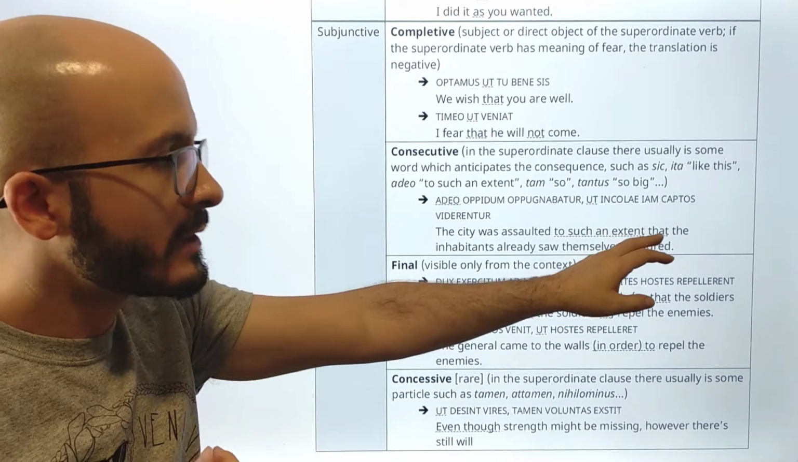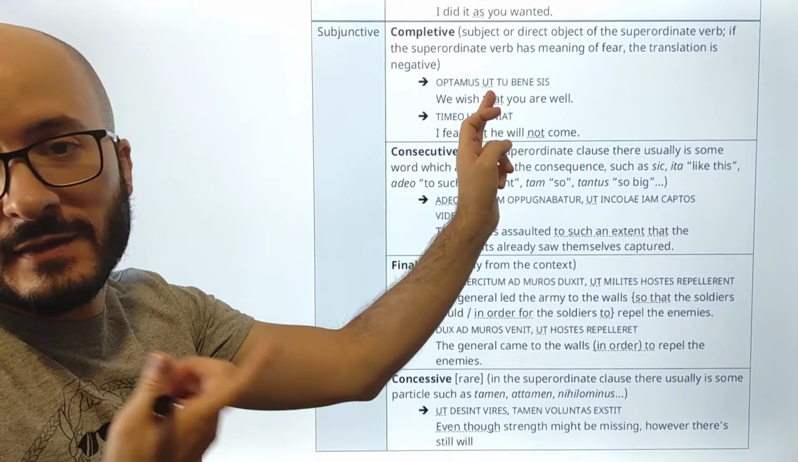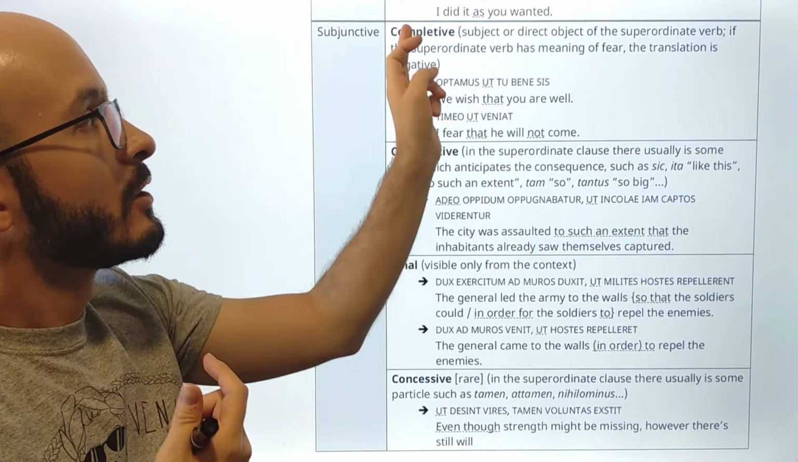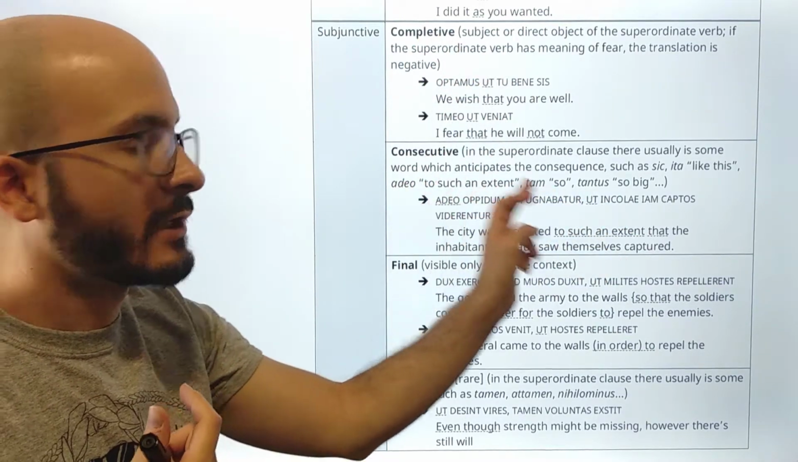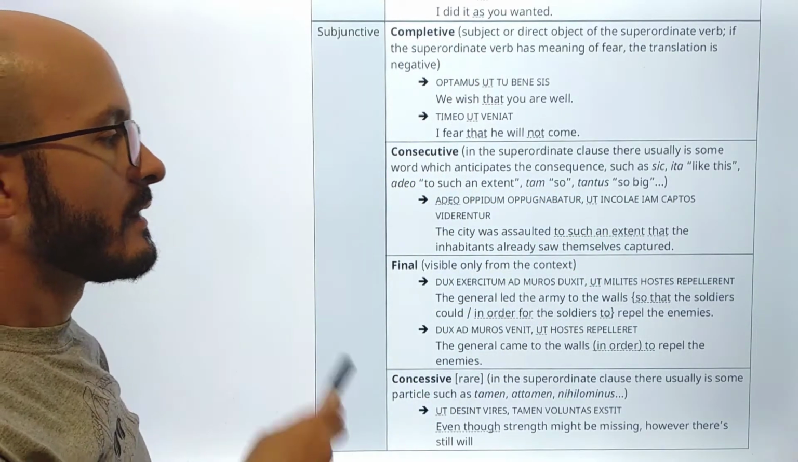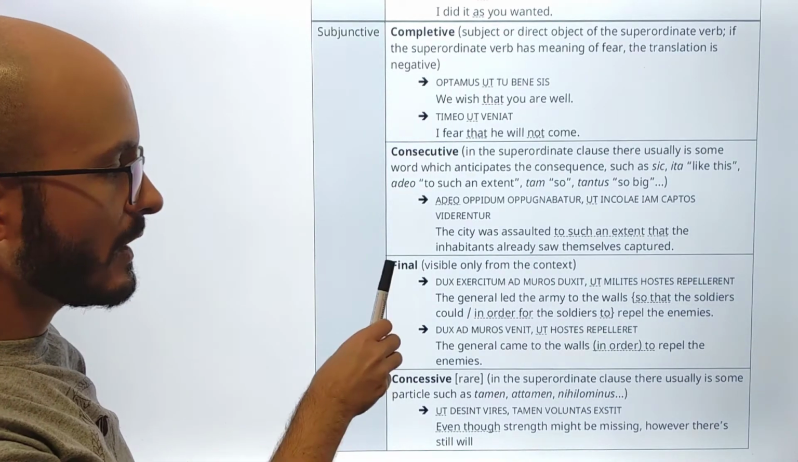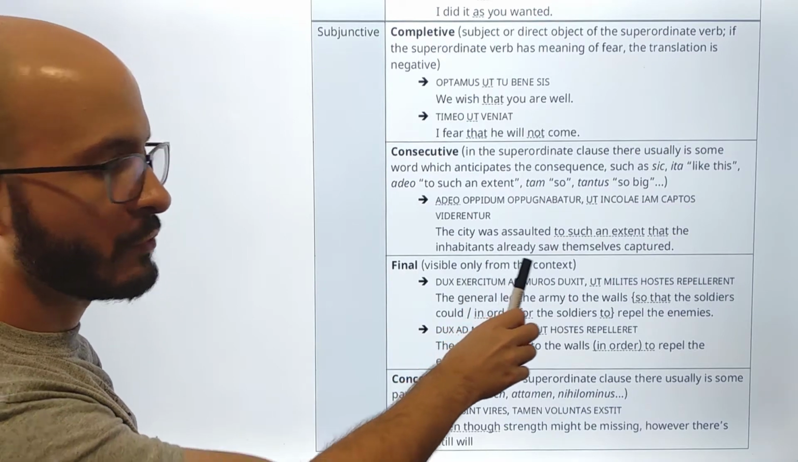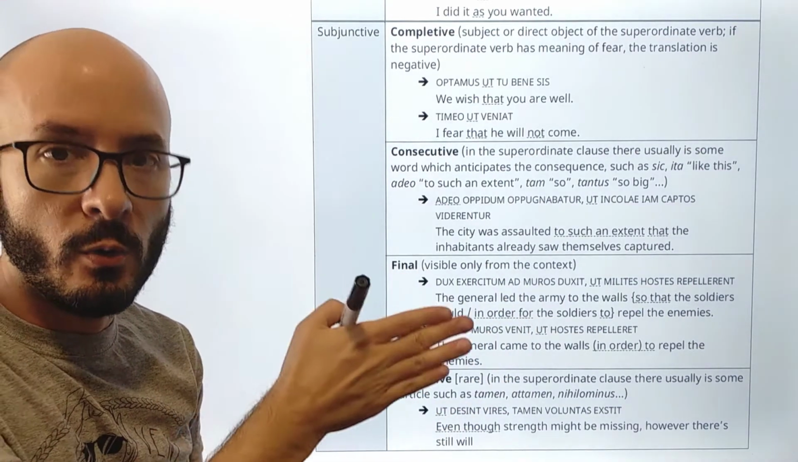And of course, notice that you translate that all in the same way, but this is completive, like direct object, and here is a consecutive, okay? That the inhabitants already saw themselves captured. Then final, visible only from the context. So final is like the goal, okay?